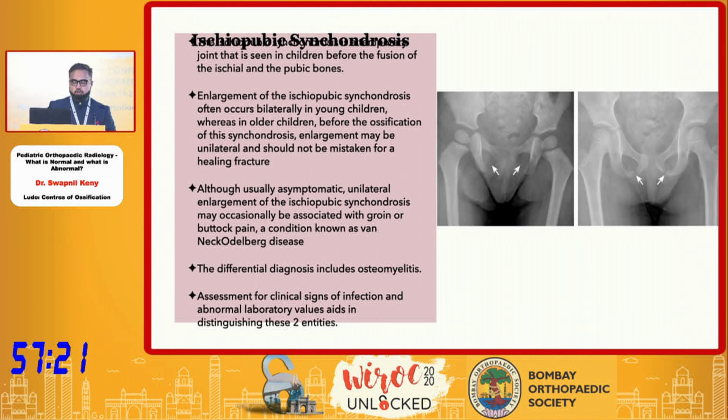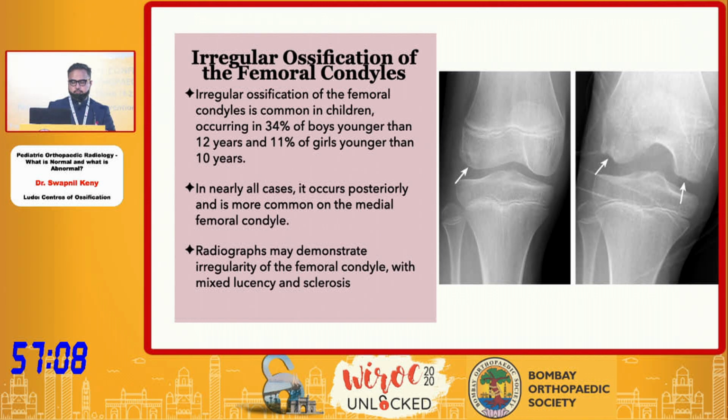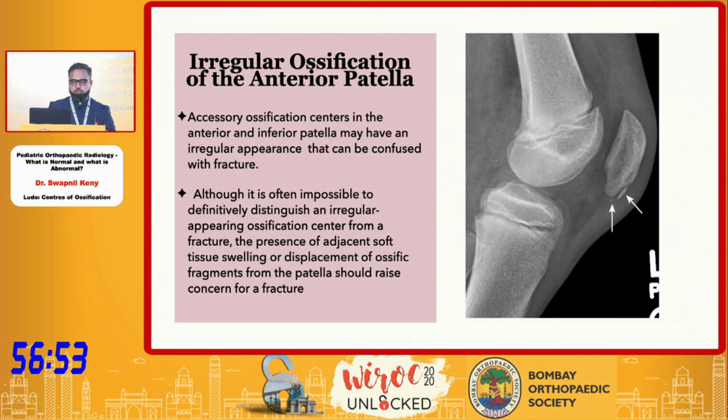Ischiopubal synchondrosis is seen in smaller children, but usually if their age is on the higher side, and if it is a unilateral finding, it can sometimes be confused as an injury. Sometimes irregular ossification of the distal femoral condyle, which is common in almost 34% of boys and 11% of girls less than about 12 years of age, can sometimes be mistaken for some sort of an injury.